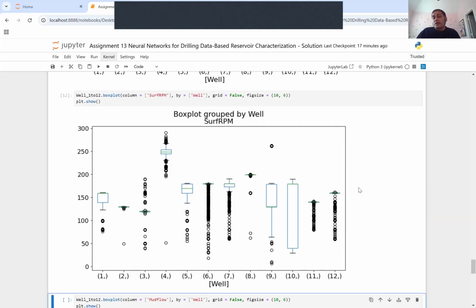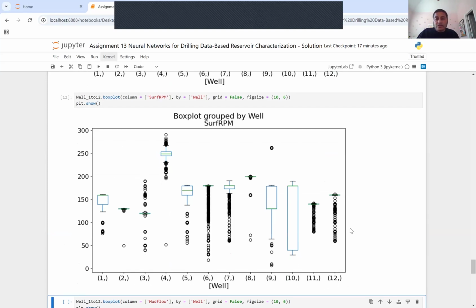And when we look at the RPM, again, we see huge variations across all of the wells, but largely between wells 1, 2, 3, 5, and then all the way through 12, we see that they occupy pretty much the same range, except for well 4, which has unusually high RPM values, almost by a factor of 2. And that makes me question what was happening in well 4.